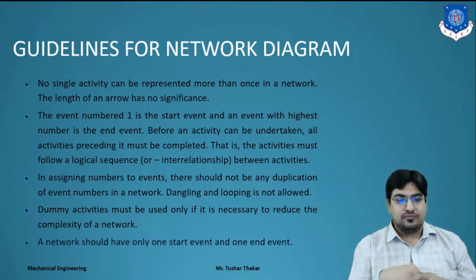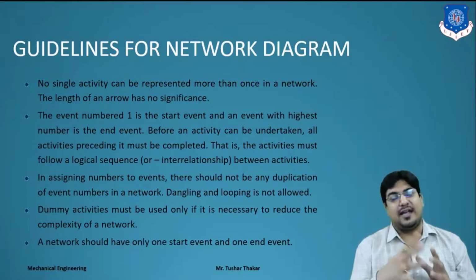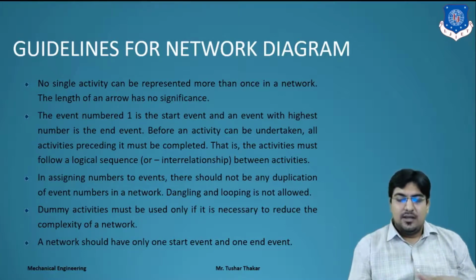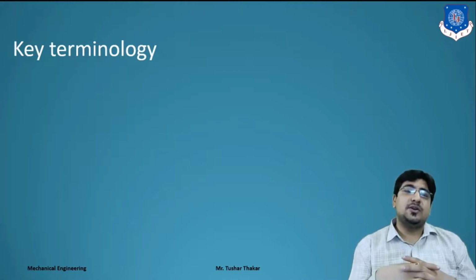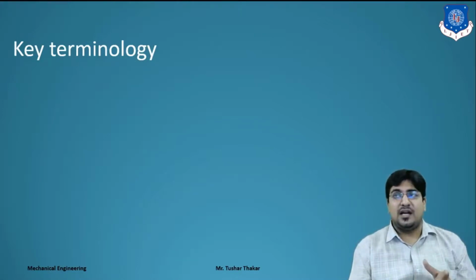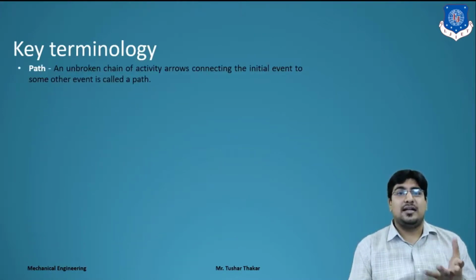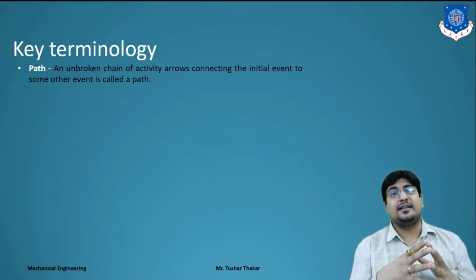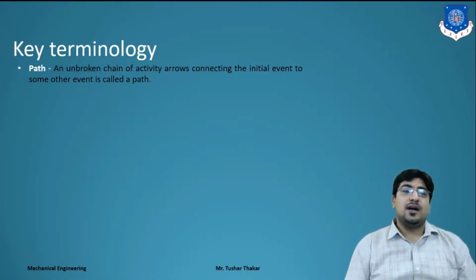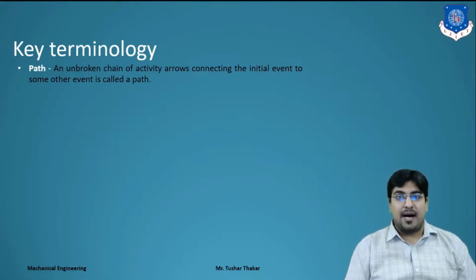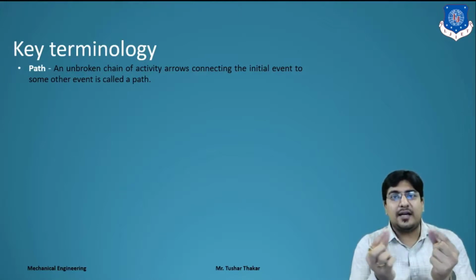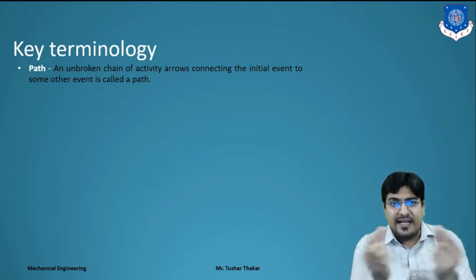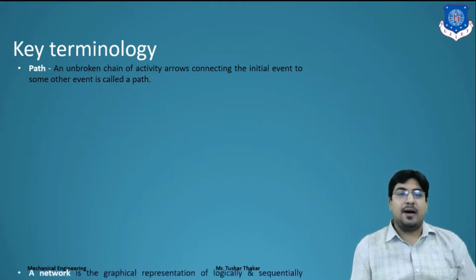Clear? A network should have only one start event and only one end event. Clear? So what are the basic key terminologies of CPM? We learned the path, that is an unbroken chain of activity arrows connecting the initial event to some other event. That is called a path. The number of activities lying in one direction is called a path.